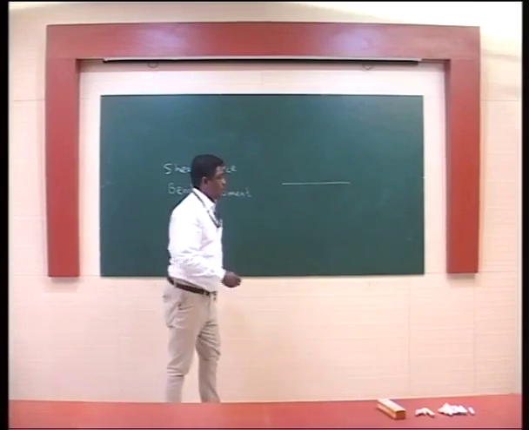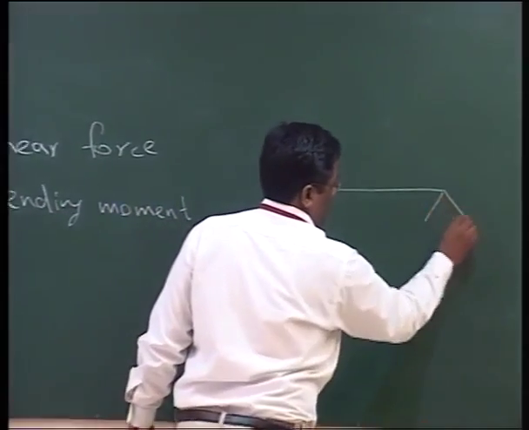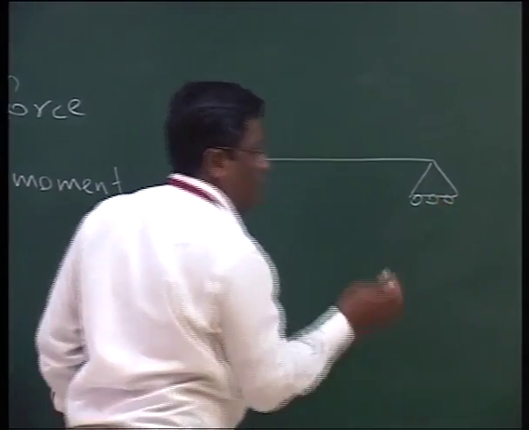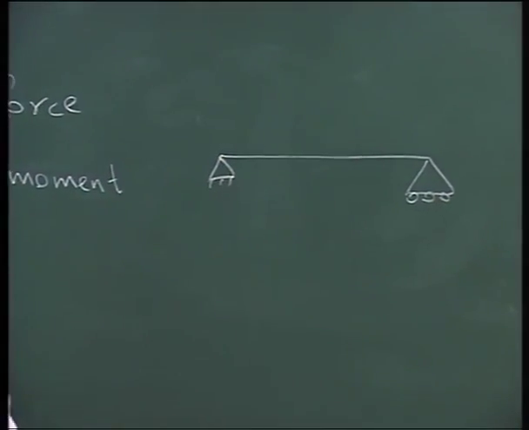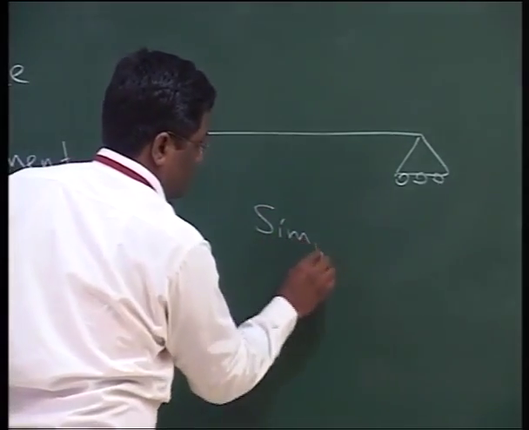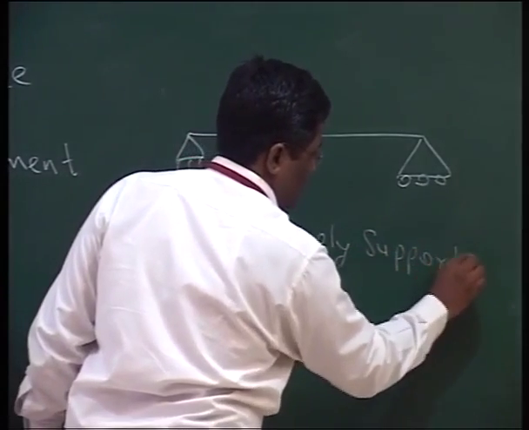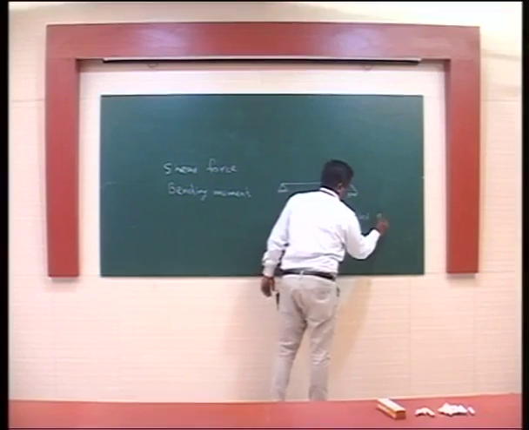making one beam. These are two supports. If we have one hinge support and one roller support, such type of beams are known as simply supported beams.